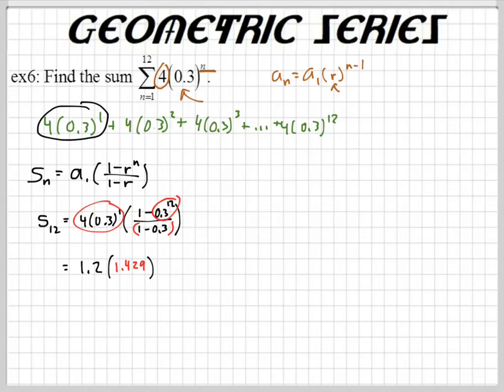In my calculator, I don't clear the rounding. I just take that and go times 1.2 to get my final answer, which is approximately 1.71. So that's your sum for that series. Kind of interesting. It has a 4 right there, and this number's not even bigger than 4. Weird.